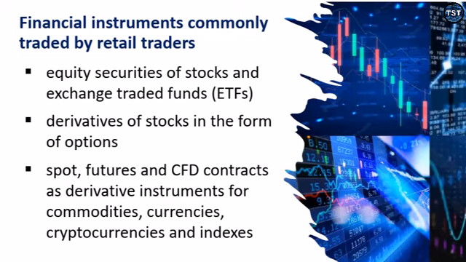In summary, for retail traders, the most commonly exchanged financial instruments are equity securities, stocks and exchange-traded funds, derivatives of stocks in the form of options, and spot, futures and CFD contracts as derivative instruments for commodities, currencies, cryptocurrencies and indexes. So let's look in detail at these 6 different classes of financial instruments. After that, we'll look at contract sizes, which vary between underlying assets and type of contract.